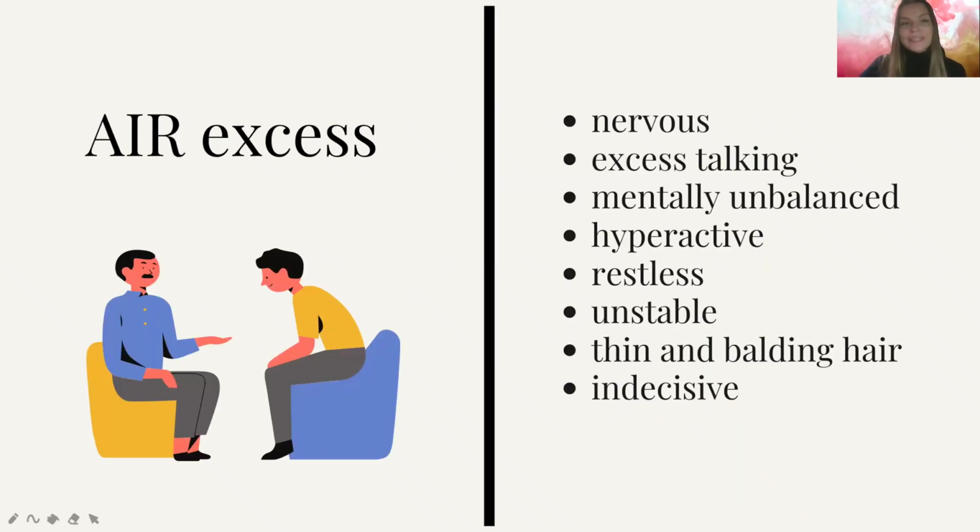All right, so let's discuss now the excess of air element. If you have too many planets in air signs, or your angles as well, then you might be a nervous person, or this could also lead to excess talking. So it's important to be mindful when communicating with others, that you don't talk too much, that you let the other person talk if you have problems with excess talking. Mentally unbalanced, hyperactive again, especially if you also have excess of the fire element, restless, unstable. Some people get thin and balding hair as well, and indecisive.